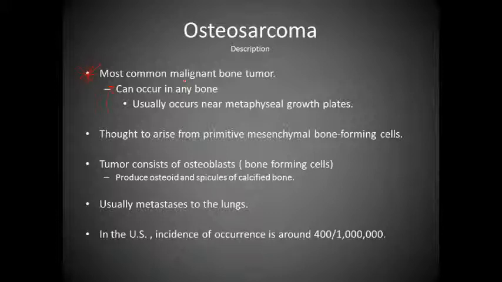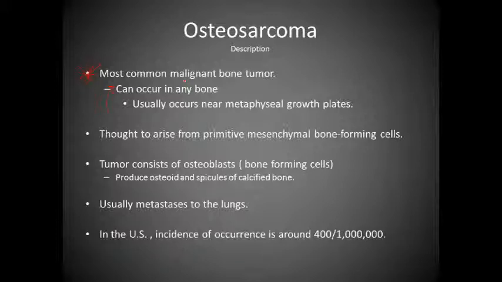However, it usually occurs near the metaphyseal growth plates, or you may hear epiphyseal, things like that, growth plates, and that is simply where they normally occur. However, you can imagine the problems with this, because if this occurs at a very young age and it goes into the growth plates, it can cause very abnormal growths in bone, or extremities being shorter, things like that. So it can be very disruptive.